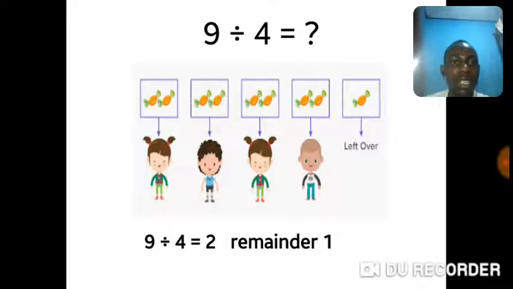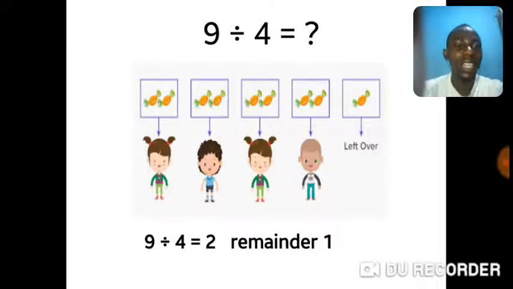Example 2. 9 divided by 4. 4 pupils are sharing 9 candies or toffees. Now, what will be the answer? 9 divided by 4 is equal to what?